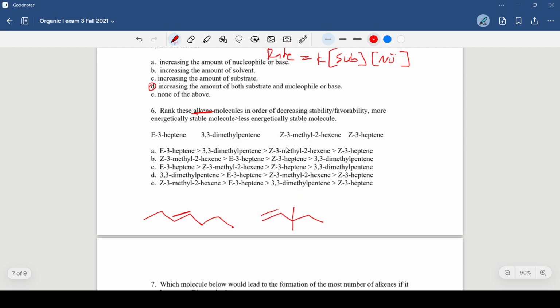Yeah. Okay, Z. 1, 2, 3, 4, 5, 6. 3-methyl, 2-hexene here. And it says Z, so that means same side. So I have to put this one up here. Remember, same side, boom, Z. Okay, and then Z-3-heptene.